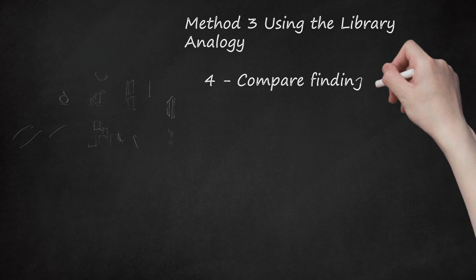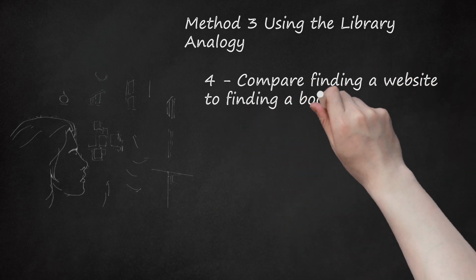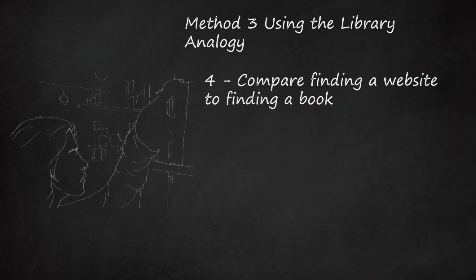4. Compare finding a website to finding a book. The two ways someone can find your client's website is by either typing the URL into the address bar directly, or by typing in keywords into the search bar of a reputable search engine. Similarly, the two ways someone can find a book in a library is by either finding the book on the shelf, or by typing keywords into the library's computer.